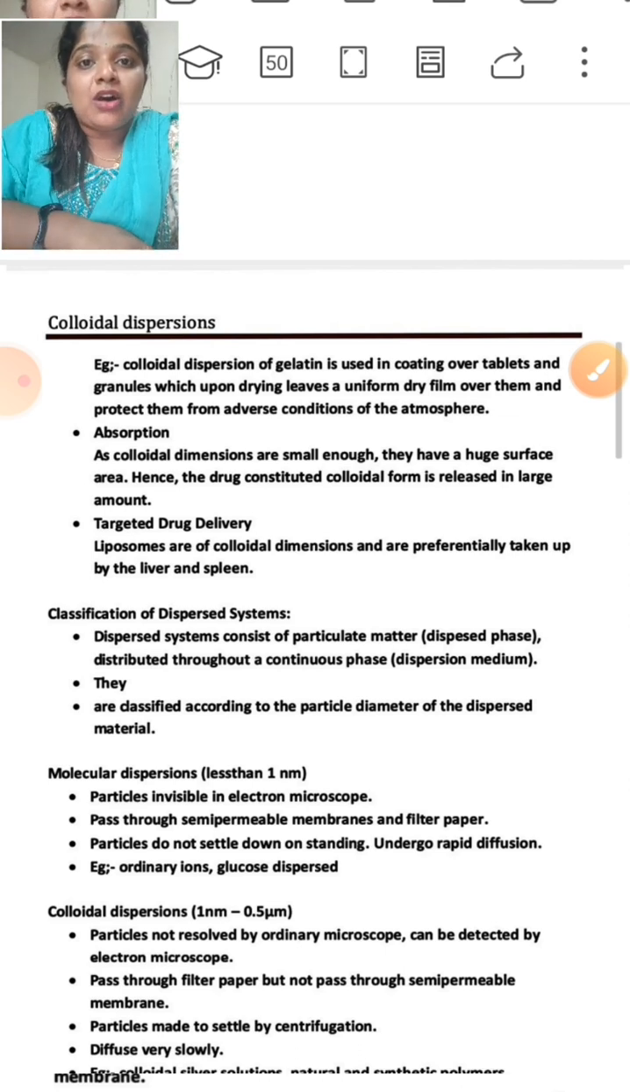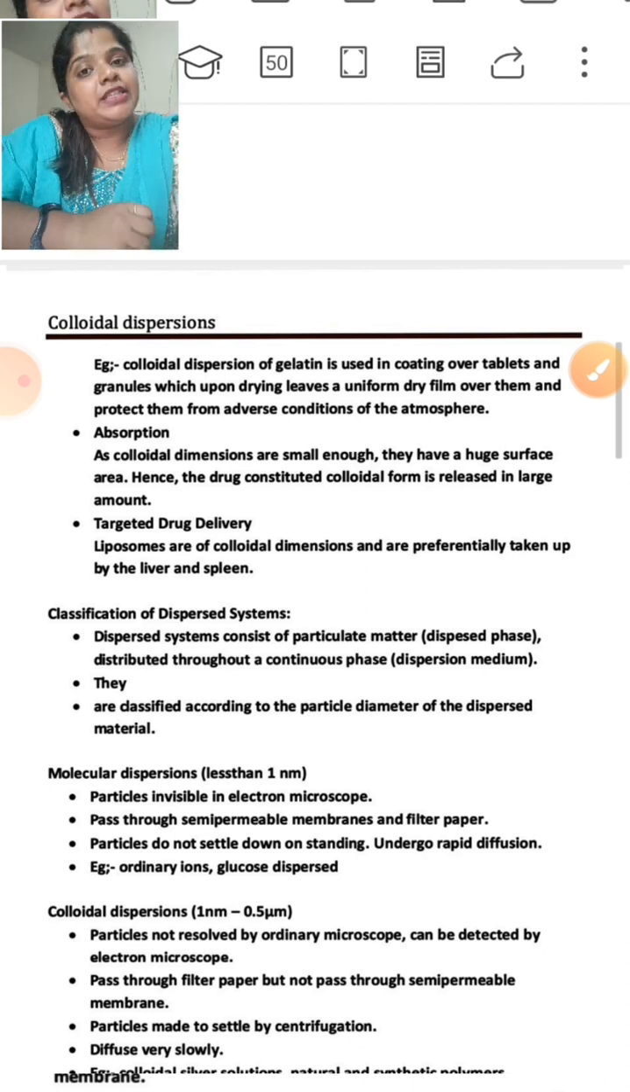And next is targeted drug delivery. In the case of targeted drug delivery, we can give liposomes as an example.